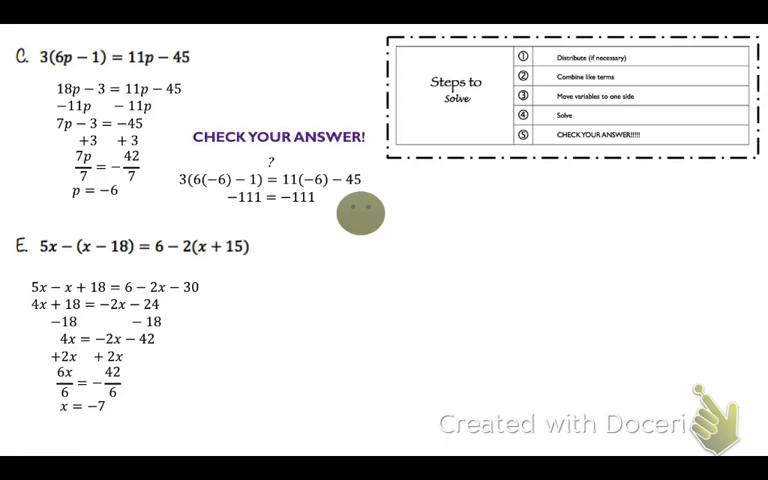Now we're going to check our answer. Just plug in that negative 7, put the left side into your calculator, you should get negative 10. Put the right side into your calculator, you get negative 10.